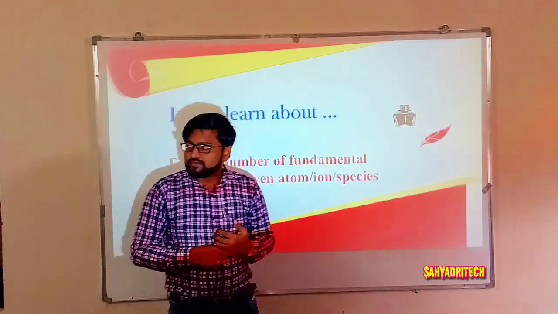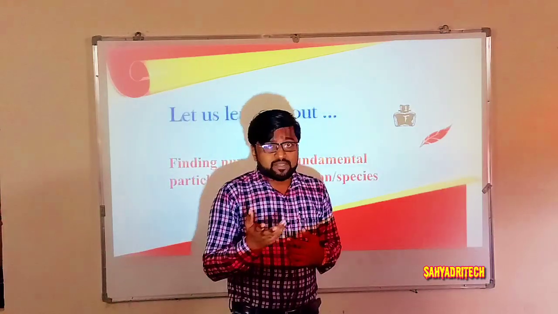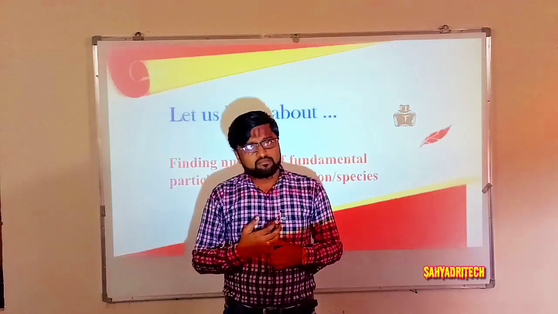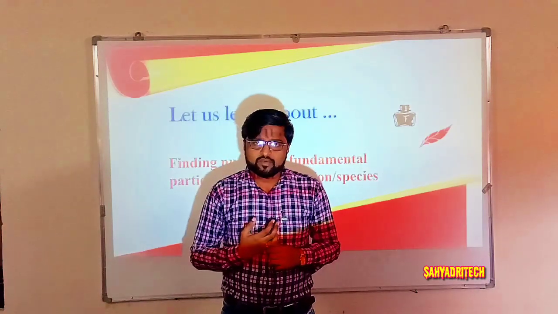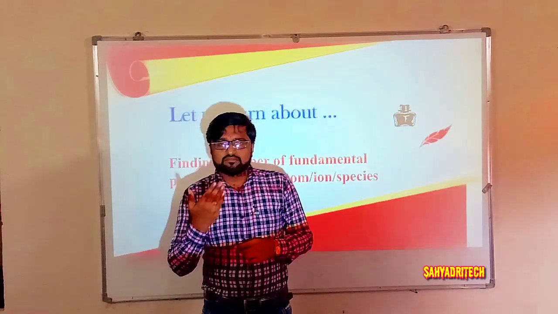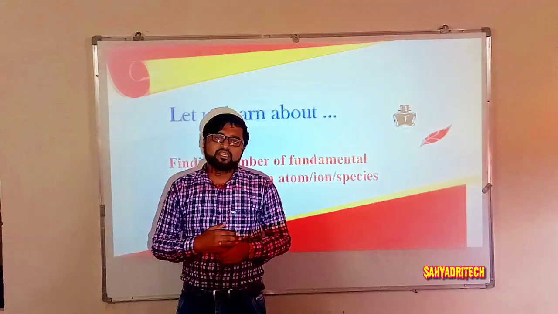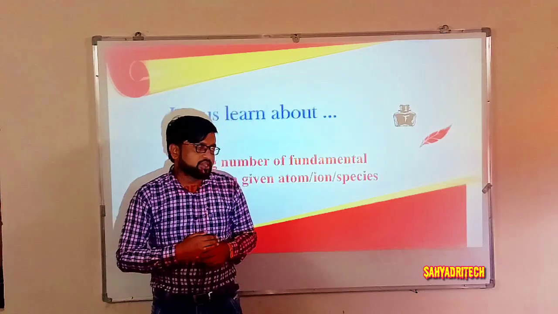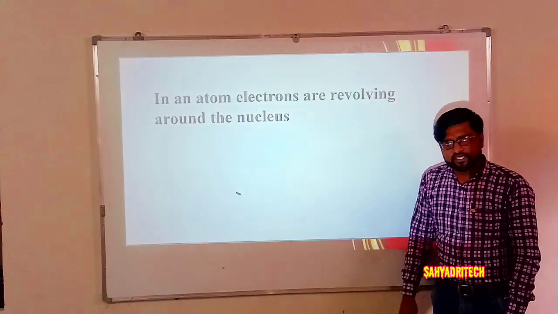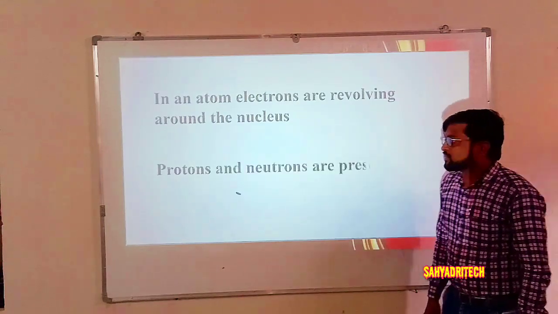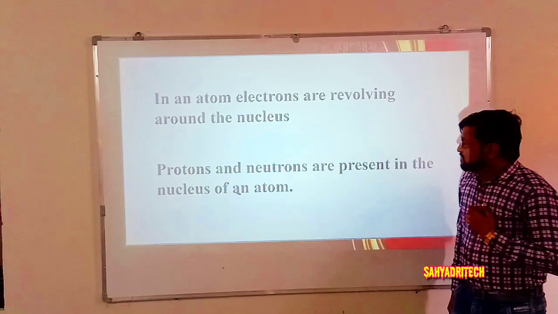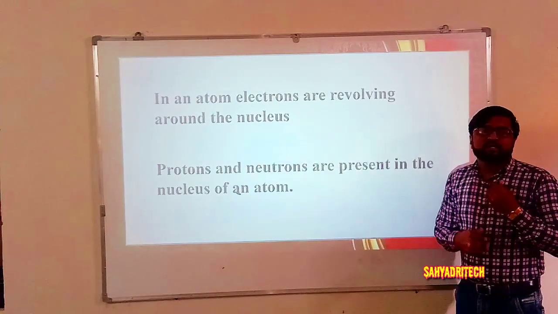In the last session we discussed atomic number and mass number. Regarding protons, the atomic number itself gives the number of protons, and regarding the neutrons, we said mass number minus atomic number gives the number of neutrons. So in an atom, electrons are revolving around the nucleus, and what about protons and neutrons? Protons and neutrons are present in the nucleus of an atom.